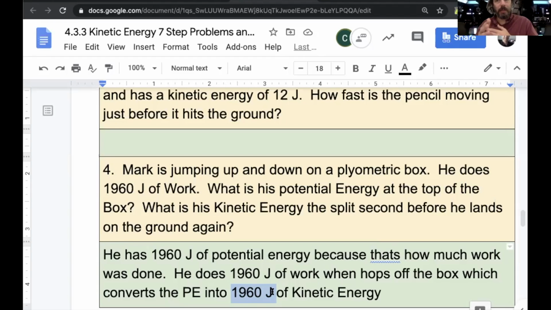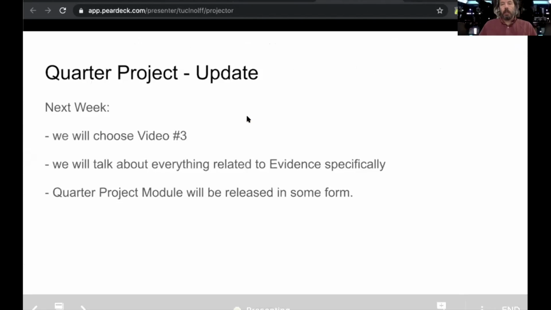We're going to jump into that big time next week. So next week, we will choose our third video. It's going to be open-ended. We are also going to spend part of our time next week talking about the evidence and what is good evidence. I think the second or third week of school, we talked a little bit about evidence, and then we never really got back to it like I wanted to. So we're going to spend some time analyzing our video number 1 and video number 2 for evidence, and talking about that and sharing some things out. So that's going to be next week with our quarter project.